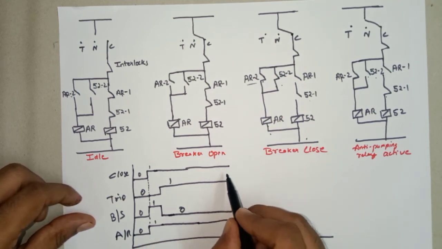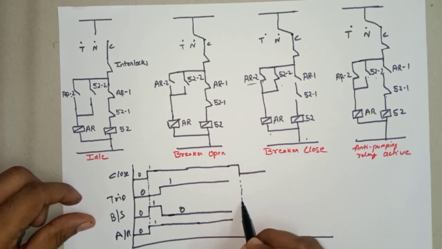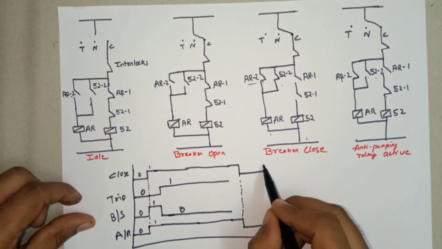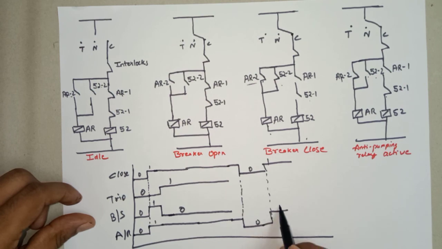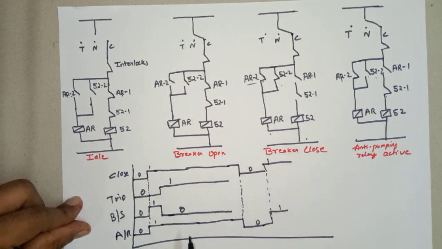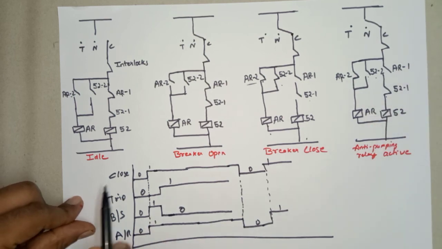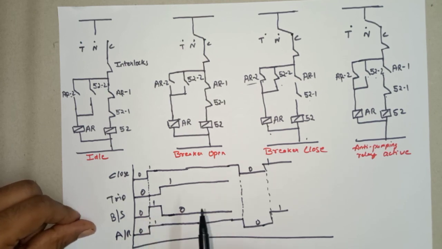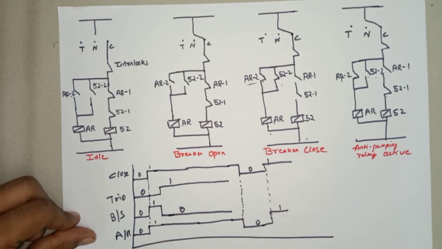This anti-pumping relay will reset only when the close command exits or ceases to exist. In this case, AR will again pick up when there is again a close command. So through this we have seen that by installing the anti-pumping relay in the breaker, multiple close-open operation of the breaker can be prevented, and thus it helps in protecting the mechanism of the breaker.